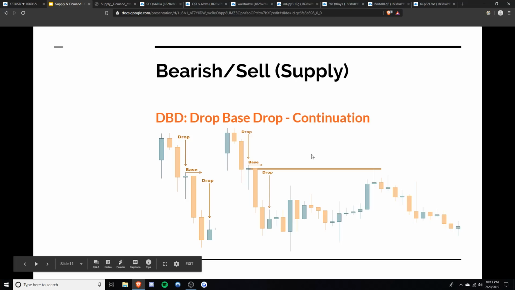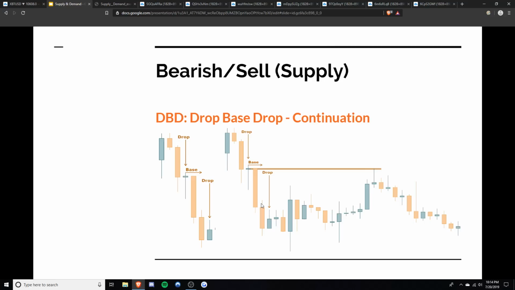So really, these continuation patterns just allow you to get in on a trending market, more or less. This is the downtrend. Retest of this supply zone. This drop, base, drop continues to the downside. So continuation patterns, the drop, base, drop, and the rally, base, rally, just let you get in on trending markets, basically.